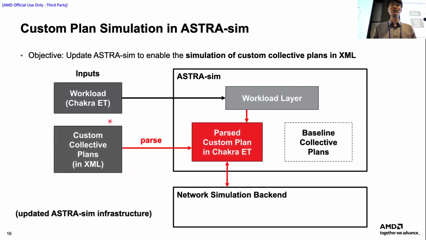What we've come up with is to update ASTRA-sim so that we can pass the XML as well as the workload input file. The ASTRA-sim system layer will parse this custom XML plan and represent it in the internal Chakra ET representation. We will completely bypass the textbook-based basic collective plans. This parsed Chakra ET, consisting of multiple send and receive operations, will directly talk to the network simulation backend. This is how we're supporting the custom XML plan, bypassing the originally existing baseline collective algorithms in ASTRA-sim, and being able to simulate the custom collective representations in ASTRA-sim.